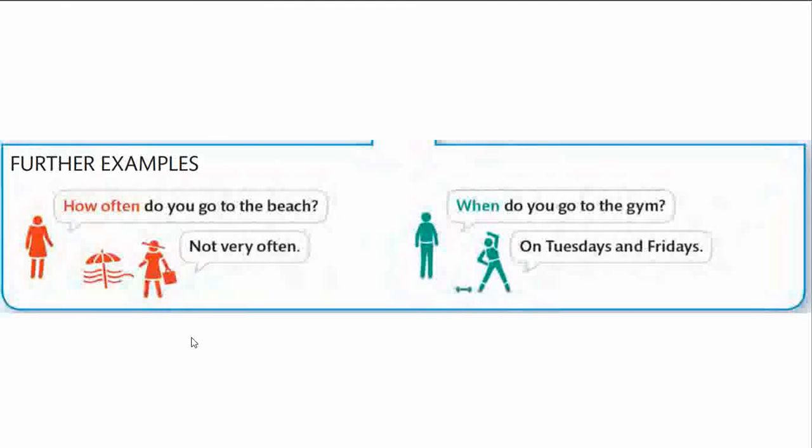Let us see the constructions with how often and when. How often do you go to the beach? Not very often, or usually can be the reply. When do you go to the gym? On Tuesdays and Thursdays. I go every day. I go at 6:30.